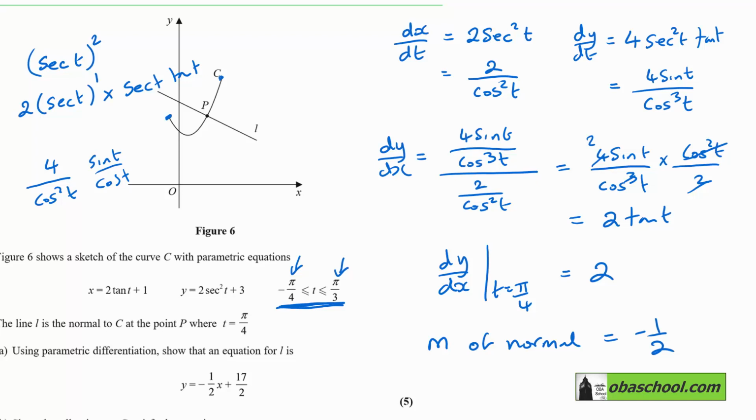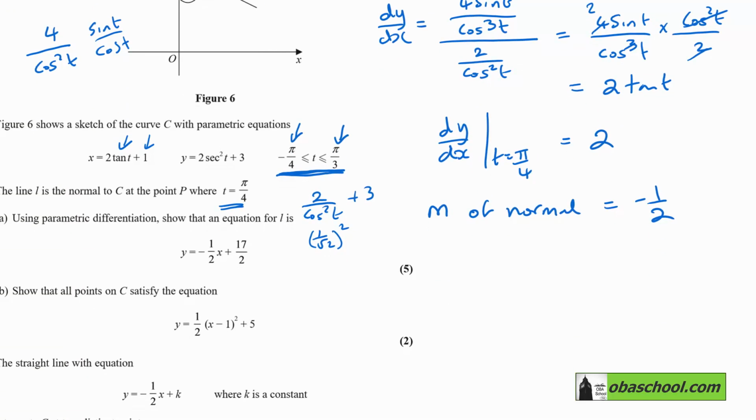Now we could do with the coordinates of P here, and P is when t is pi by 4. So that's going to be 2 plus 1, so the x-coordinate there is going to be 3. Now y is 2 over cos squared t plus 3. So if t is pi by 4, we have cos of pi by 4 is 1 over root 2. If we square that, that's a half. So 2 divided by a half is 4, add 3 gives us 7.